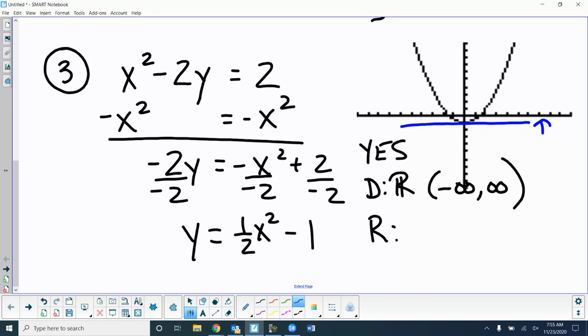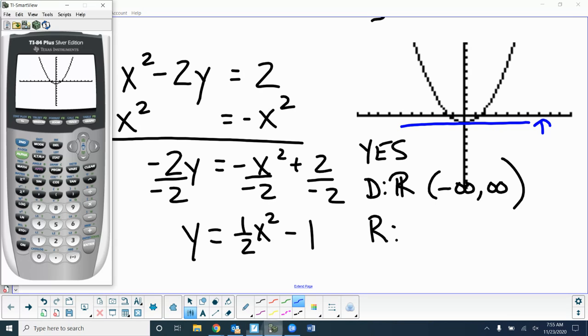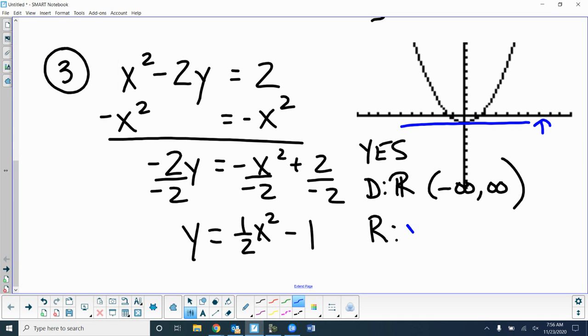Okay? And that spot, that y value, if you go to the table, is -1. The smallest it got was -1. It goes 3.5, 1, -0.5, -1, then it starts going back up: -0.5, 1, 3.5. Okay, so my range then is y is greater than or equal to -1. You can tell that by looking at it.